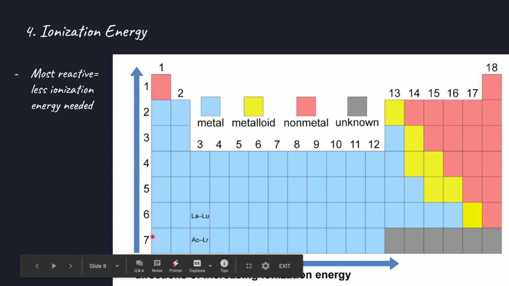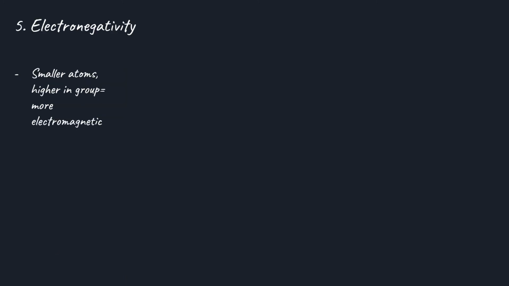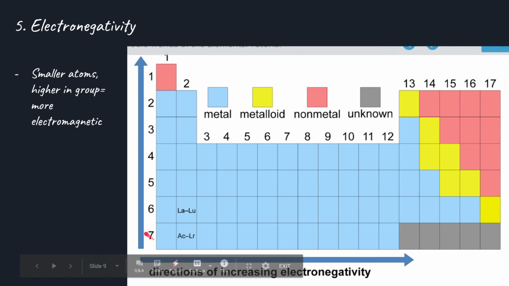Okay. And the last one is electronegativity. So it's how much an atom can attract shared electrons to itself. So the attraction of valence electrons in larger atoms is weaker than in small atoms. So larger atoms lower in a group, like over here, are less electronegative.